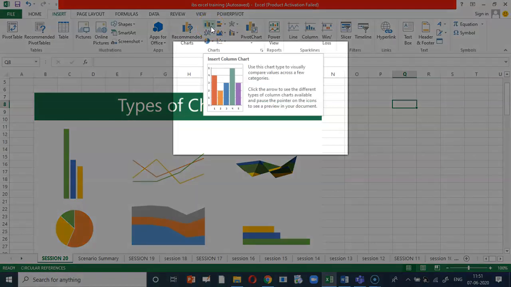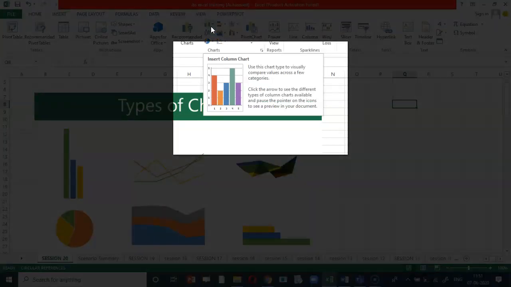Consider the first one, the column chart. Some of the most commonly used charts is the column chart, and this is best used to compare information or if you have multiple categories of one variable.